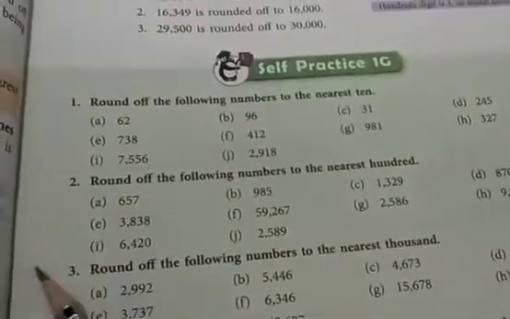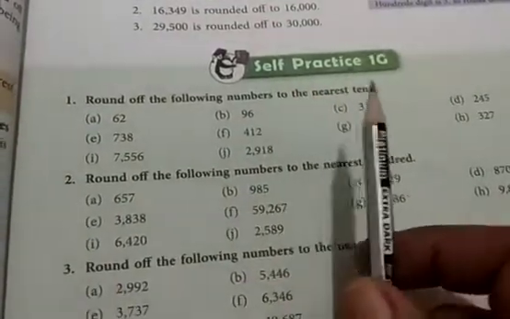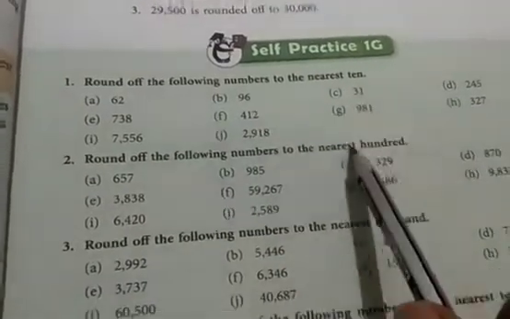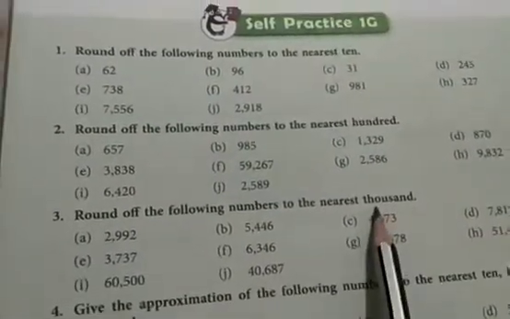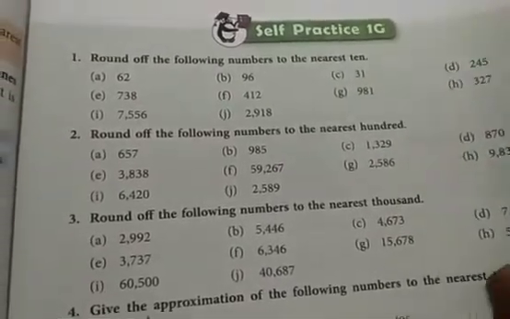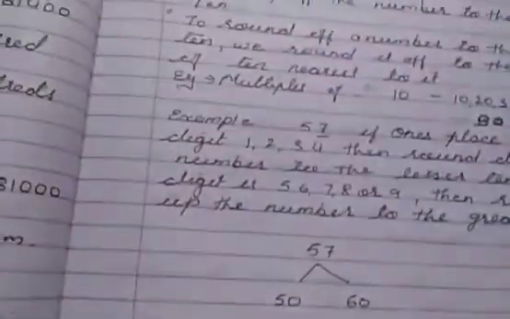Good morning everyone. Today we are going to do exercise 1G, in which we have to round off numbers to the nearest tens, 100 or 1000. Before doing this exercise, we have to become familiar with some rules.